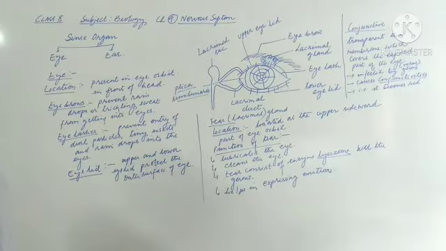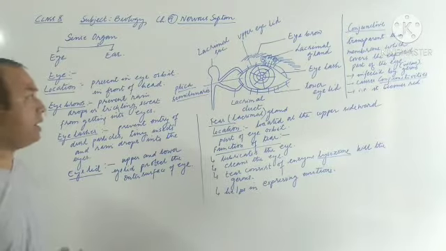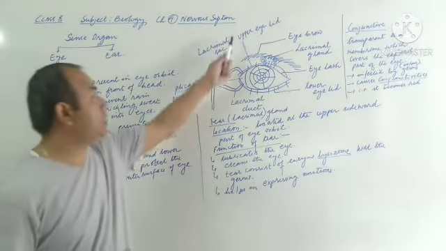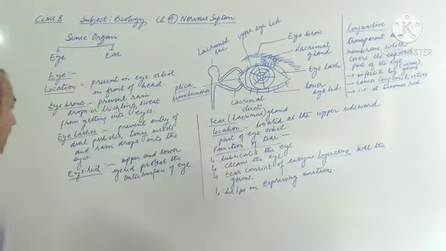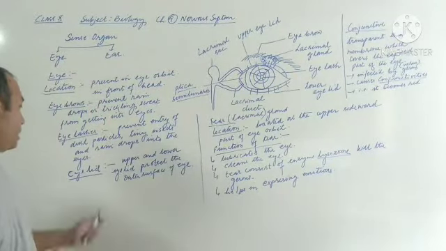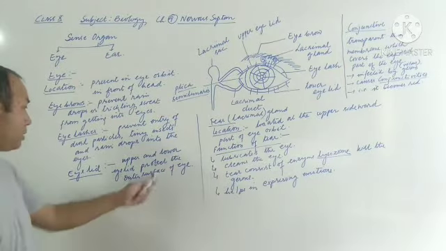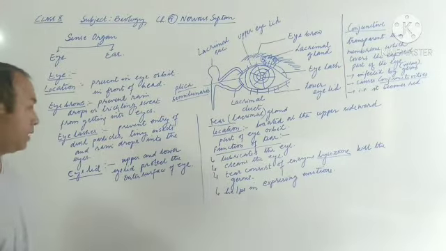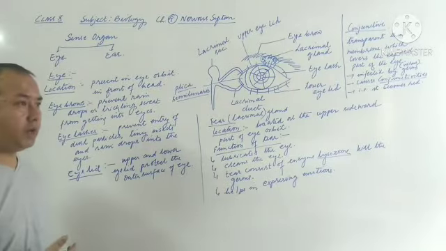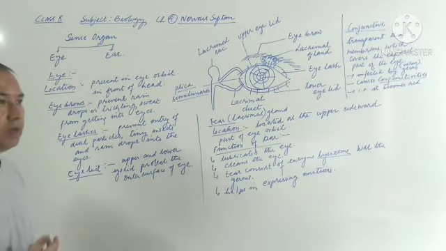Then comes the eyelid. We have 2 functional eyelids, that is the upper eyelid and the lower eyelid. I have labeled here also the upper eyelid and lower eyelid. The upper and lower eyelids protect the outer surface of the eye. They keep on blinking, and they help in closing and opening the eye. So this point you can include here.